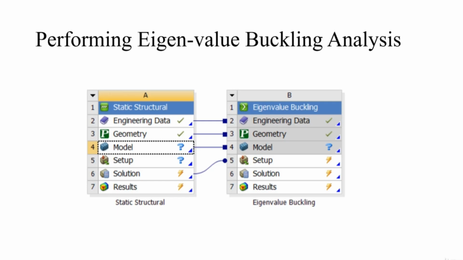Then coming to thermal buckling analysis, you can take a thermal system and place it over here, and then you can transfer these loads to the static structural system. Then from there you are going to transfer these loads into eigenvalue buckling, so that you will be able to perform what is known as a thermal buckling analysis.